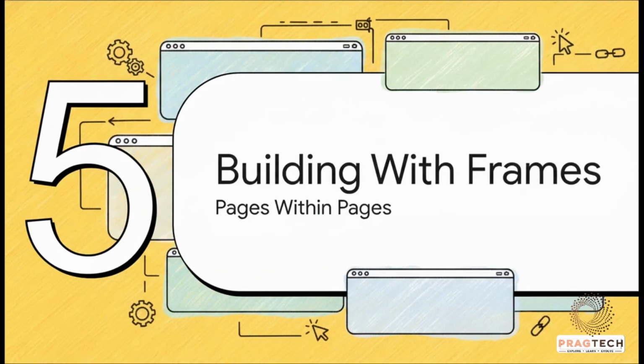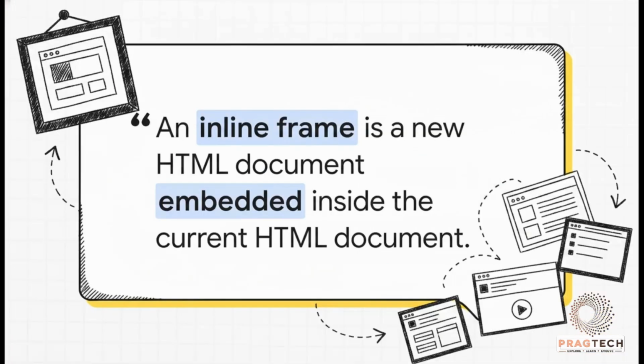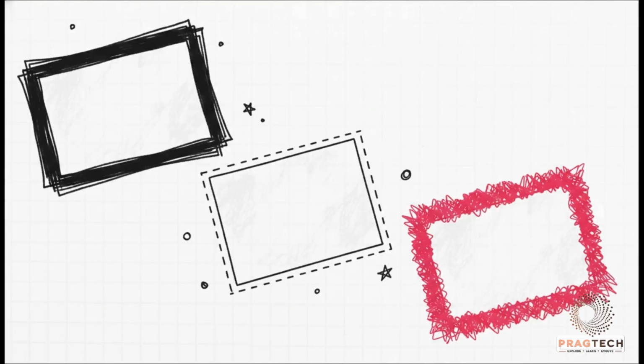Let's jump into Section 5, Building Layouts with Frames, Pages within Pages. So think of an inline frame or an iframe in code exactly like a picture frame that you'd hang on the wall of your web page. But instead of displaying a static photograph, this frame actually holds a completely independent, fully functioning HTML document. It essentially lets you chop a single web page up into multiple rectangular segments. This is incredibly useful for things like navigation menus that you really don't want to have to reload on every single click.